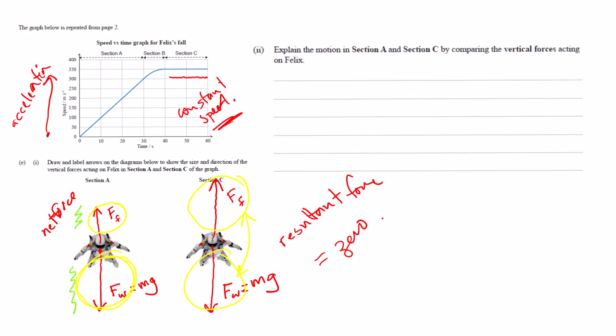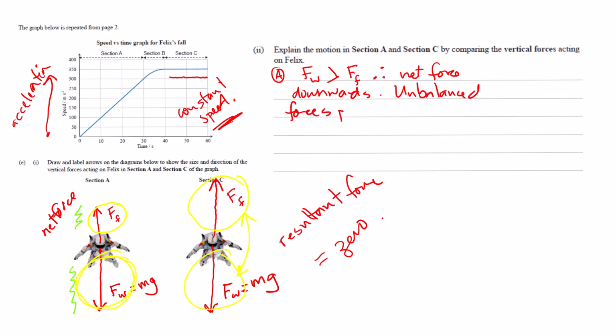So part 2, explain the motion in section A and C by comparing the vertical forces acting on Felix. So let's have a look in section A. We can say the weight force is greater than the friction force, therefore there is a net force downwards. And we can say that unbalanced forces, net forces, produce acceleration.